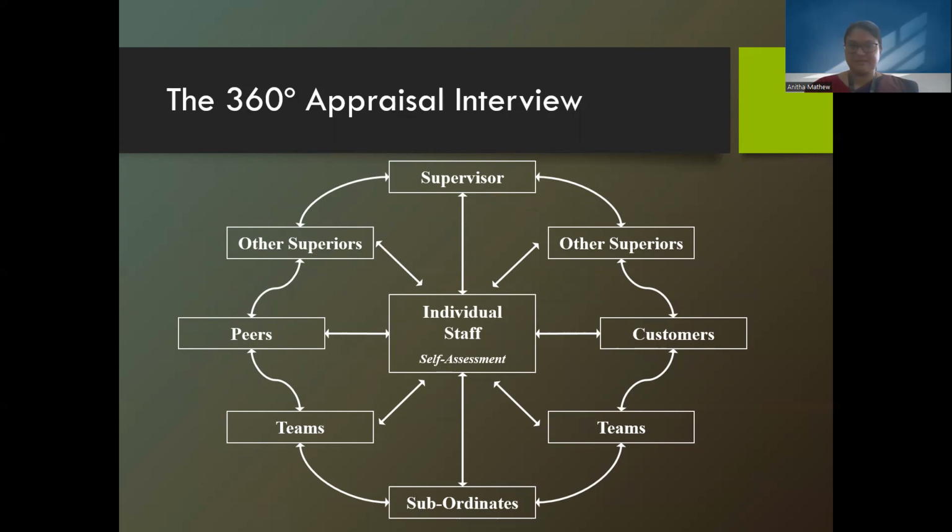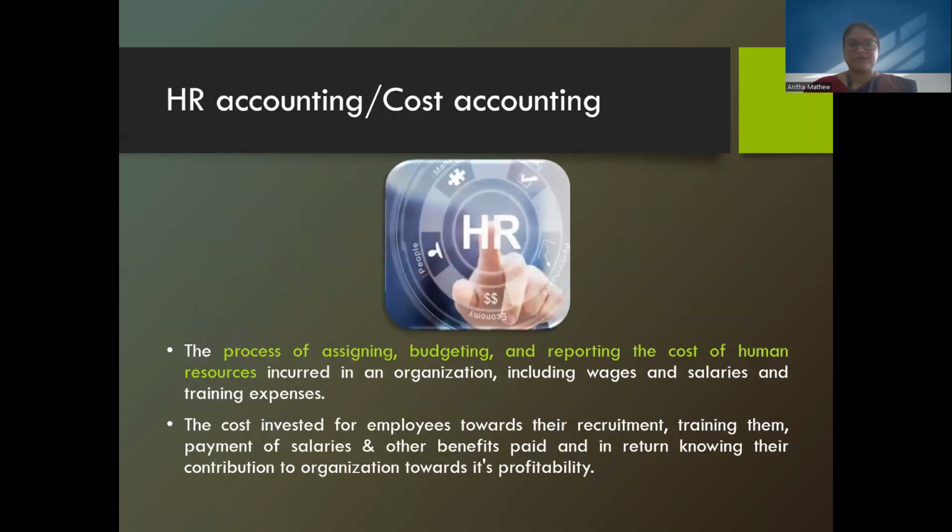So you can see all the people involved in the feedback: the supervisor, the other superiors, customers, teams, subordinates, peers, okay, and the individual staff. So if I'm the employee, I can give myself the rating, and my peers, my superiors, my managers, my other colleagues are also able to give feedback to me. So that was about 360-degree appraisal in very short terms. You can also find more about it in your textbook and in the LMS. So you can read more about the 360-degree appraisal method.